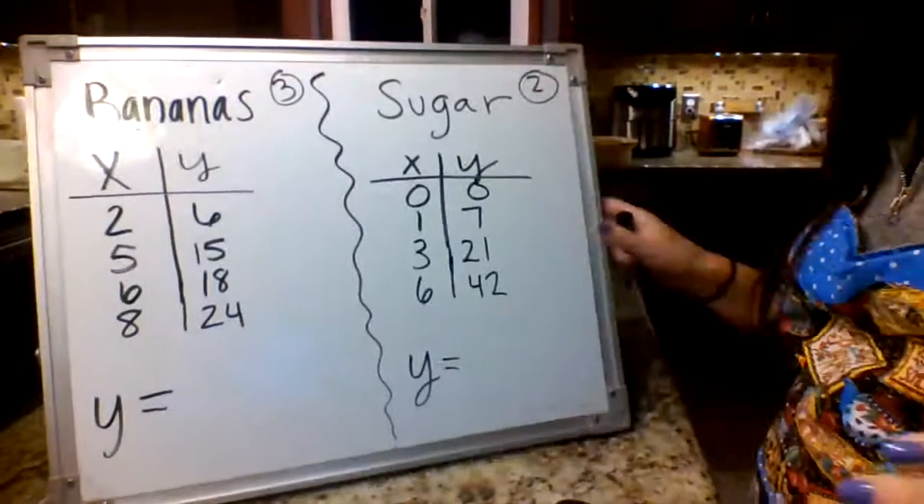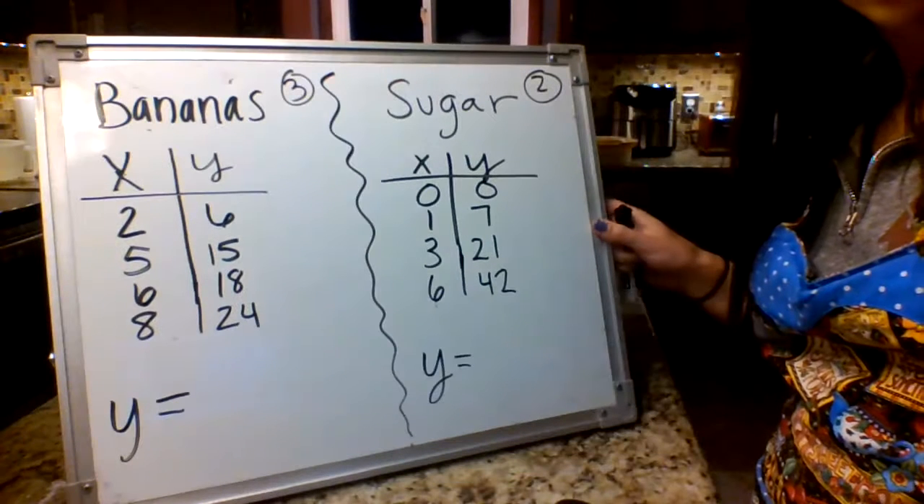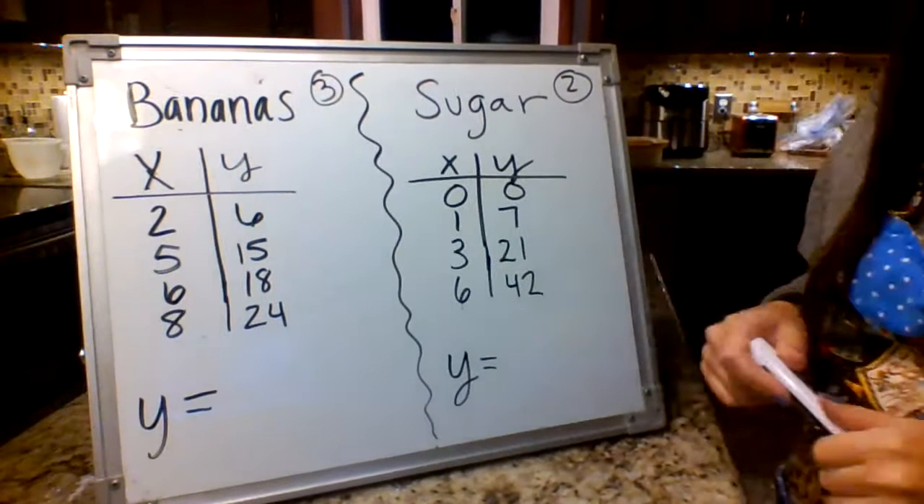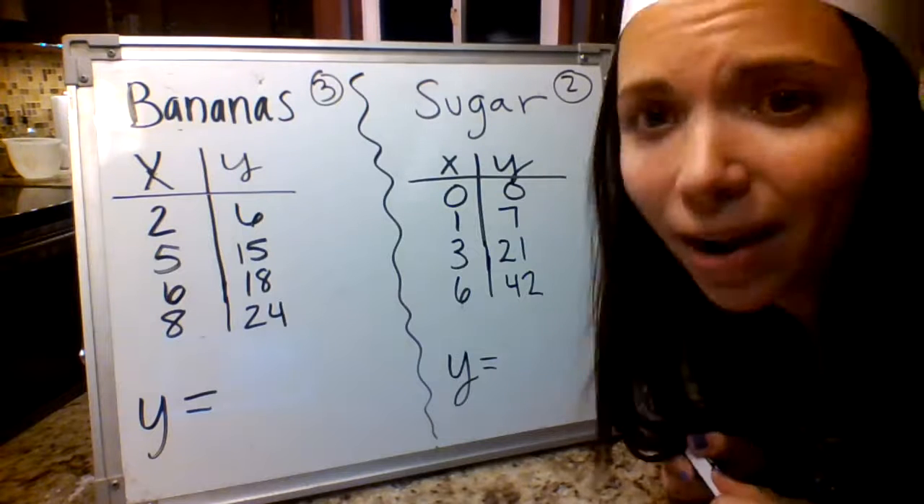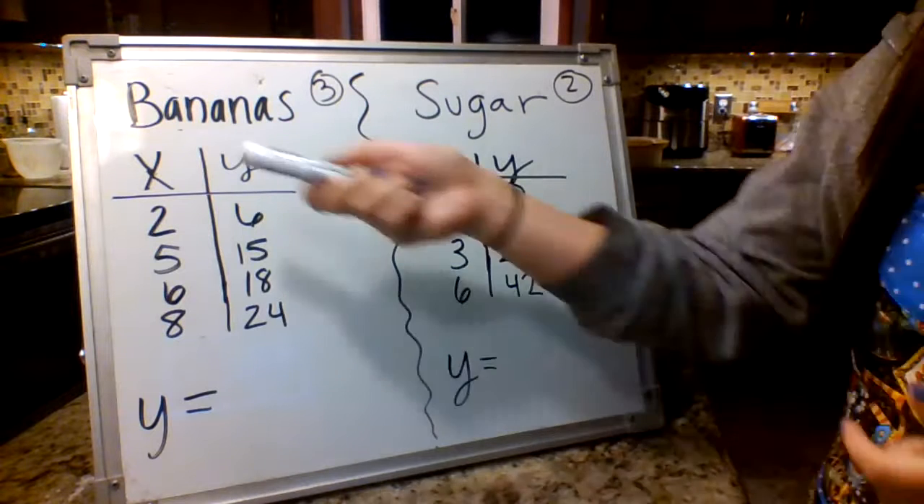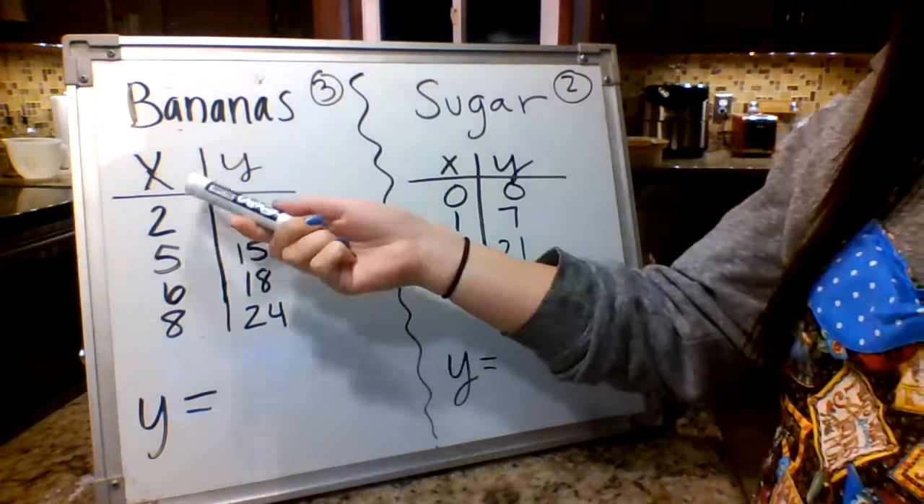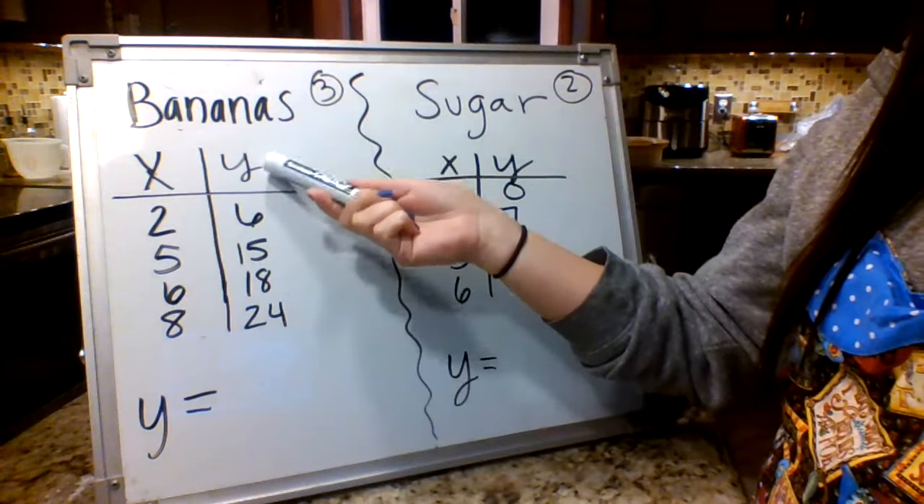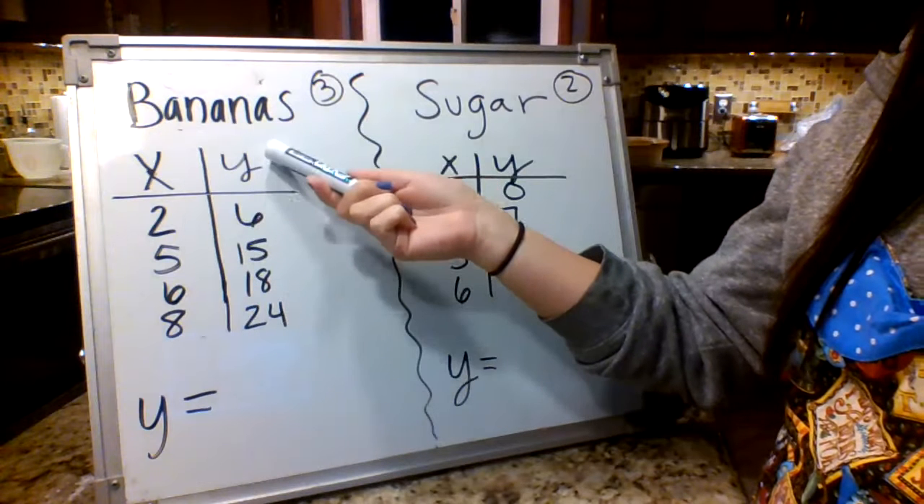So our first ingredient, try and get the glare off of that there. There we go. So our first ingredient, pretty important one for banana bread, is bananas. So we've got our ratio table. So X would be representative of the number of batches, and Y would be representative of the number of bananas I need for the batch.